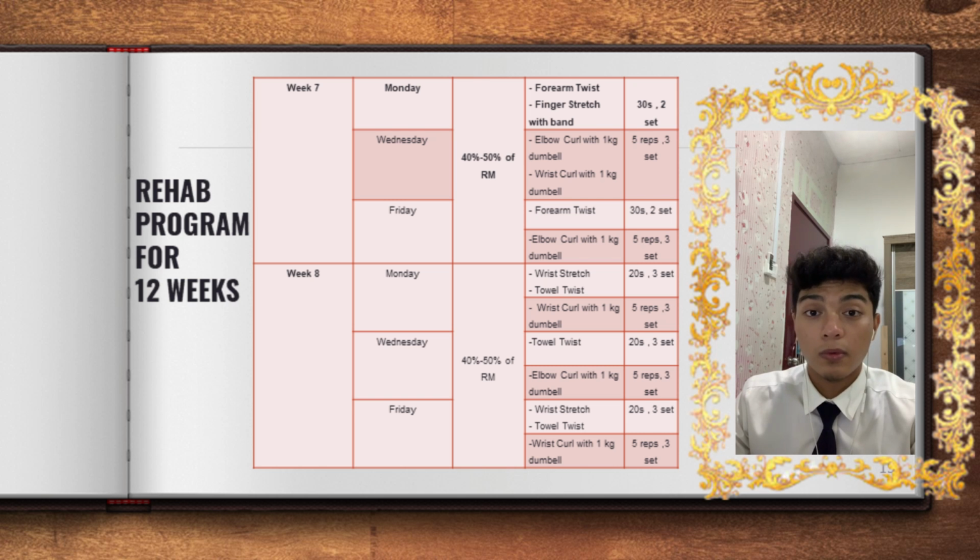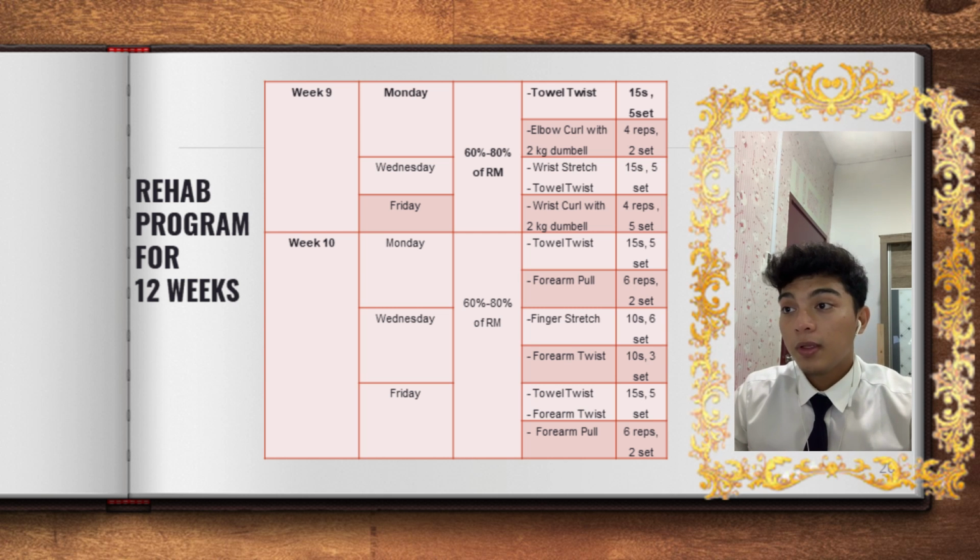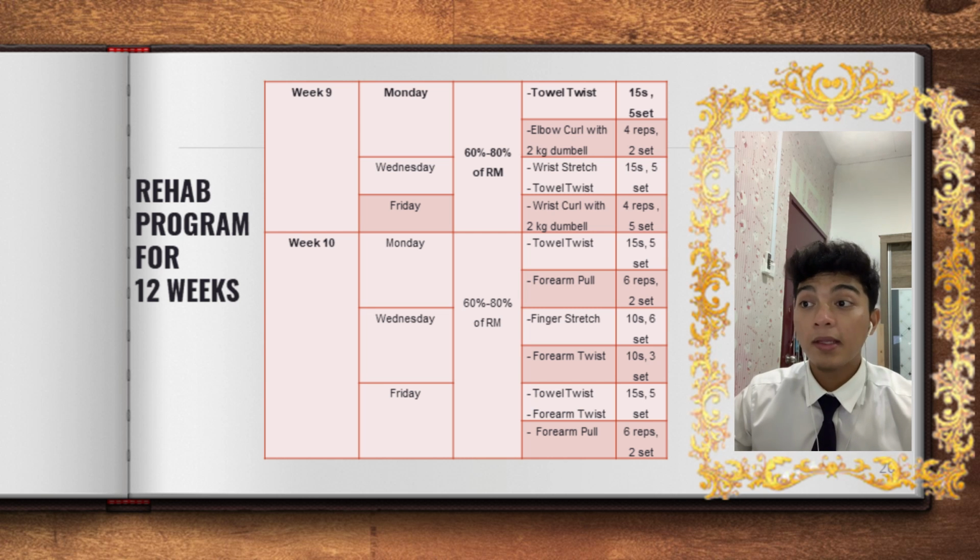Okay, that's all for week 7 and week 8. We're going to the next week, which is week 9. In week 9 we can see that it has changes in intensity. Like I said before, we need a progression. For week 9, the intensity has changed to 60% to 80% of repetition max or RM.